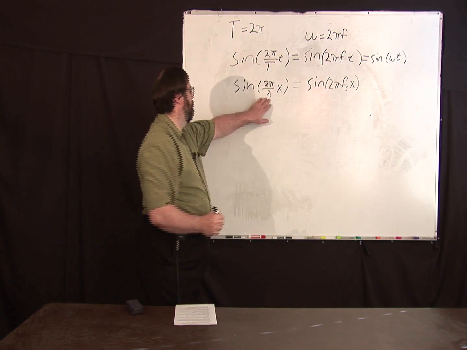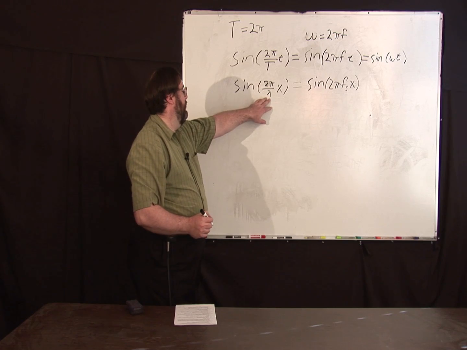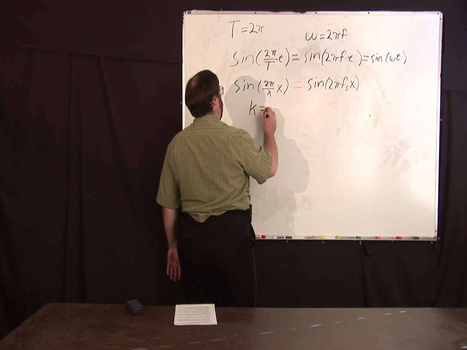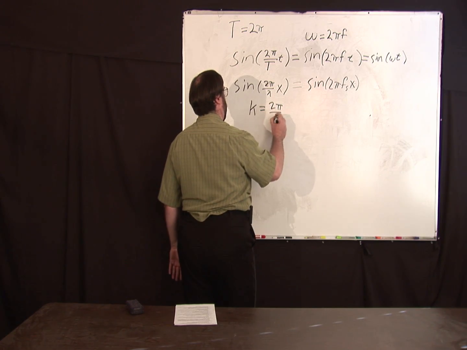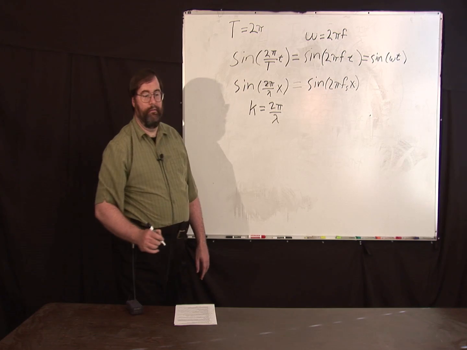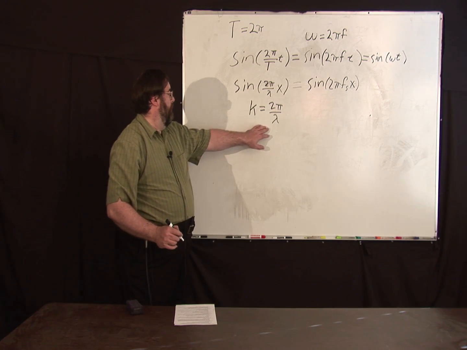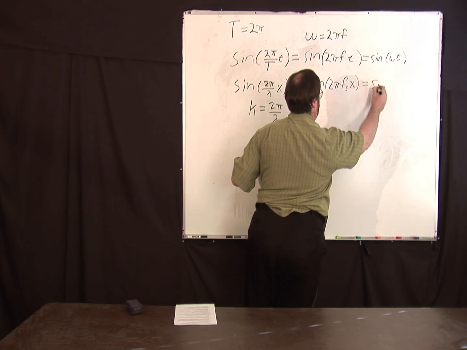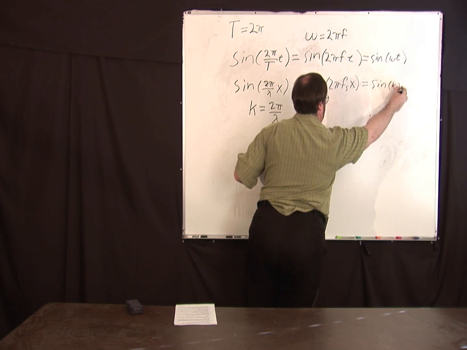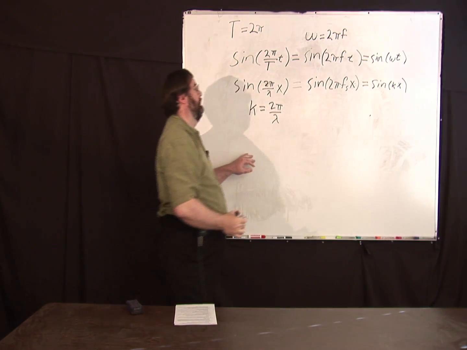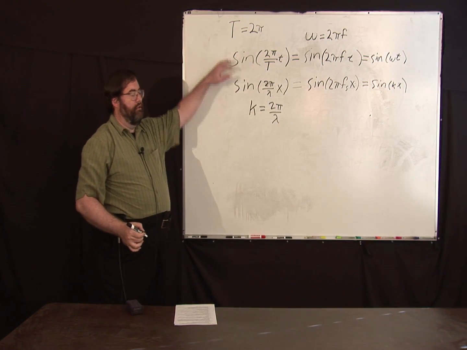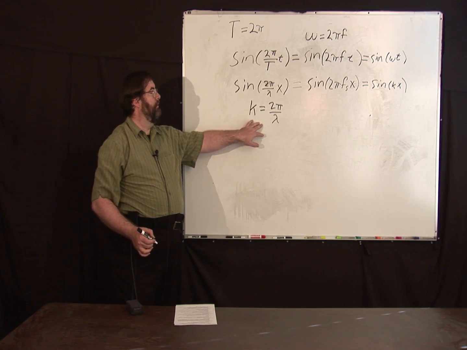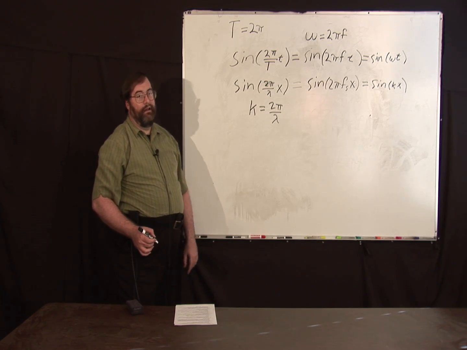Okay, now this quantity here is given a special name and symbol, k, which is 2 pi over lambda, and is called the wave number. So we can say that this is equal to sine kx. Okay, no different content from here. We just change the variable names. So 2 pi over lambda for k, 2 pi f for omega.